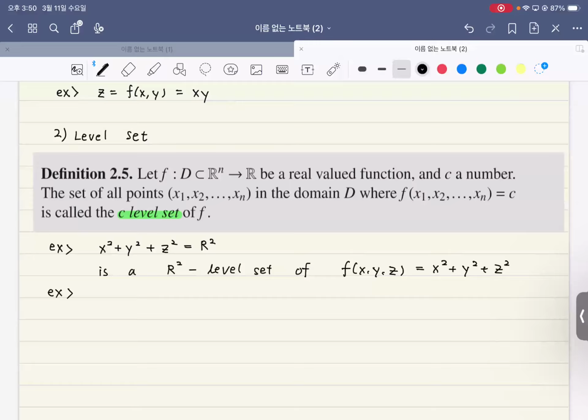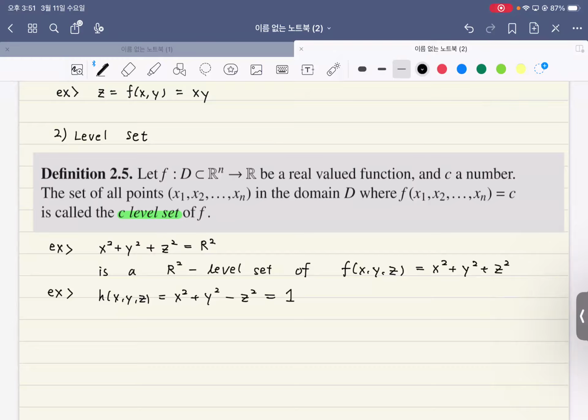Shall I give you another example? f of x, y, z is x squared plus y squared minus z squared. I just changed the sign. Can you imagine the graph of this, one level set of this function? Can you visualize it? Well, this is my idea: x squared plus y squared equals z squared plus 1.